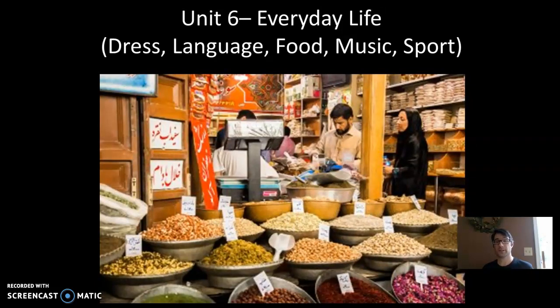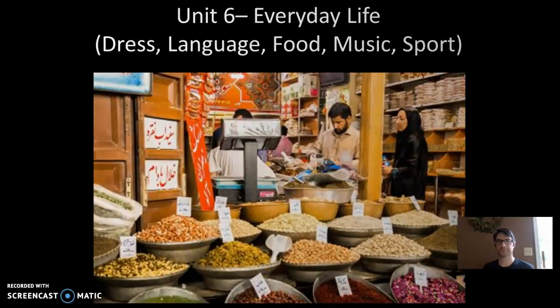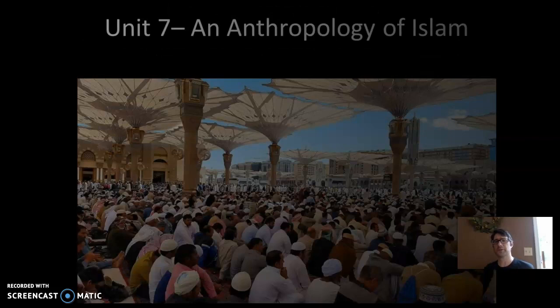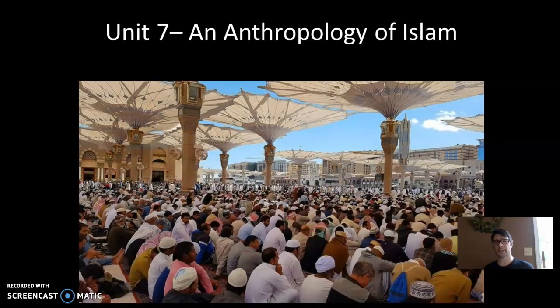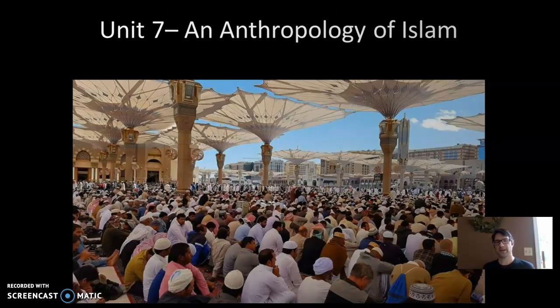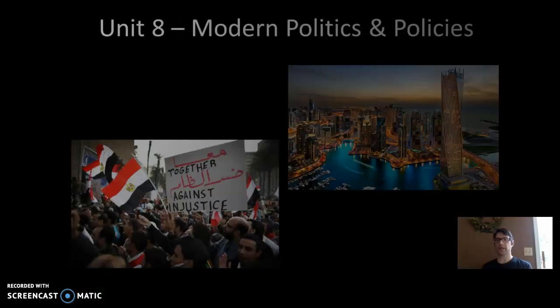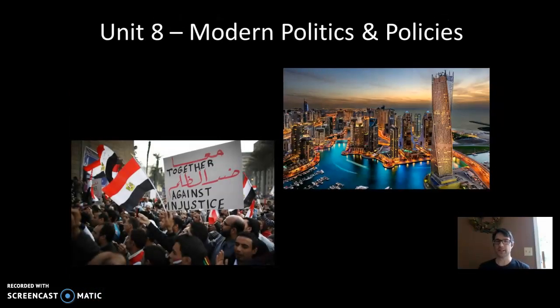And we're going to watch the Iran episode of Anthony Bourdain's Parts Unknown, which focuses on the food and culture of modern Iran. Unit 7 is going to be an Anthropology of Islam. So we're going to look at Islam from an anthropological perspective. And then we're going to finish up with Unit 8 on modern politics and policies.